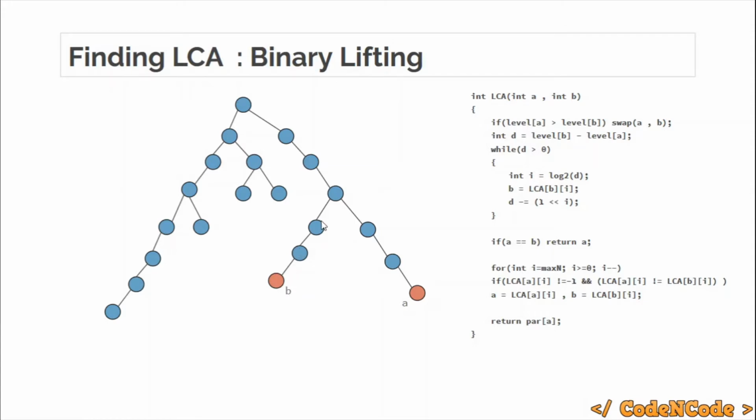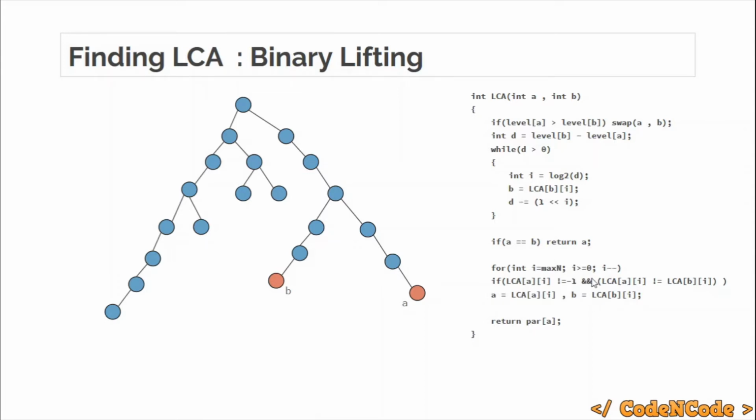If you see 1, 2, 3, 4, 5, 6, at max it has 6 parents, right? So 2 raised to power 4, which is 16, so a 16th parent of neither A nor B exists. How can we check that? You can check that using this. If the 2 raised to power ith parent doesn't exist, then it would be minus 1. So the first condition we would check is whether LCA of A, I exists or not. For that we would check that LCA of A, I is not equal to minus 1, which would ensure that the 2 raised to power ith parent at least exists. Now suppose max n was 4, so the 16th parent doesn't exist, so that would be minus 1. So we won't update A or B.